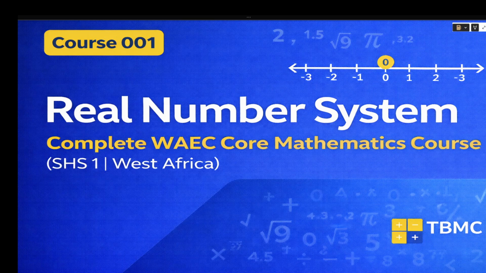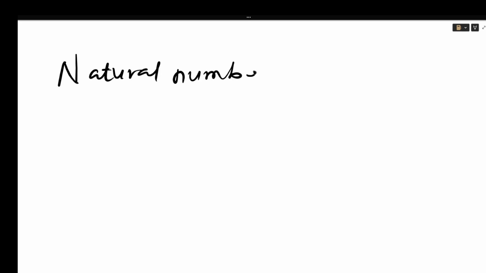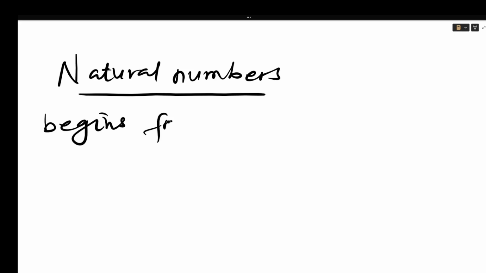To begin with, we start off with our definitions. The first term I would like us to define is natural numbers. As we can see, a natural number is any number that begins from 1. Natural numbers begin from 1, the number 1.